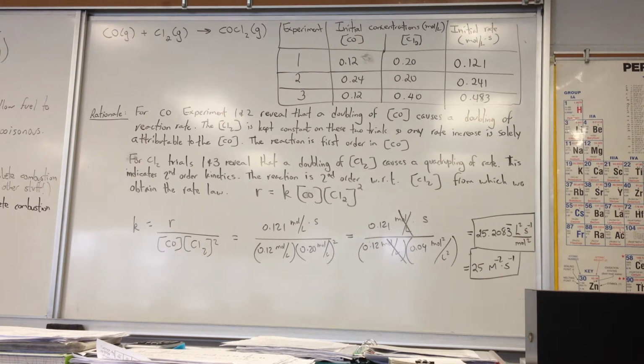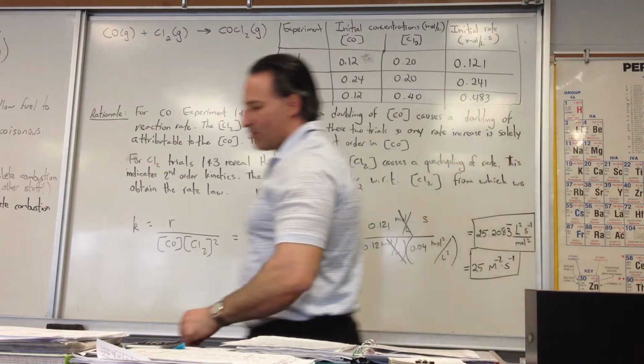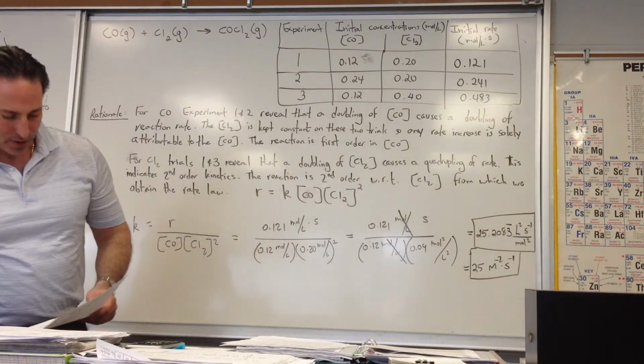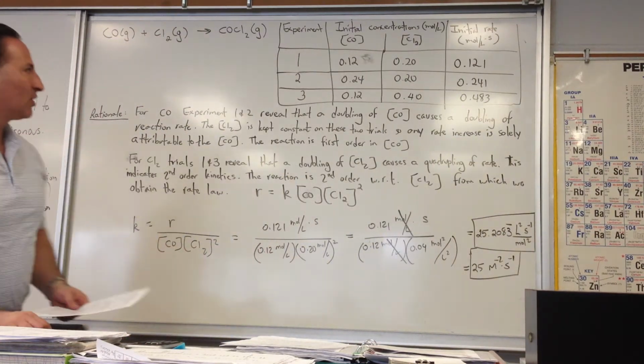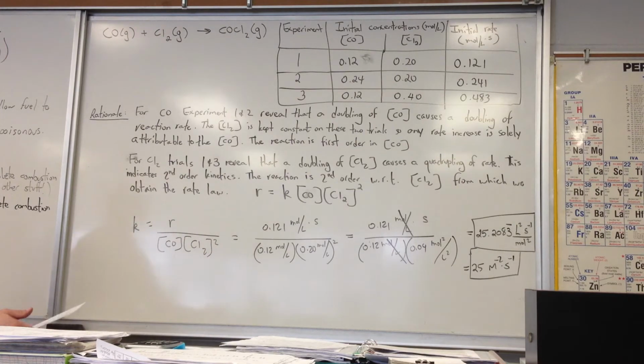Okay, we're doing an experiment in kinetics, and we have 3 sets of data, 3 experiments that allow us to determine the order of the reaction. The reaction is between carbon monoxide gas and chlorine gas to make COCl2. The 3 experiments are set up so that we can control to see what the effect of each concentration of reagent is.